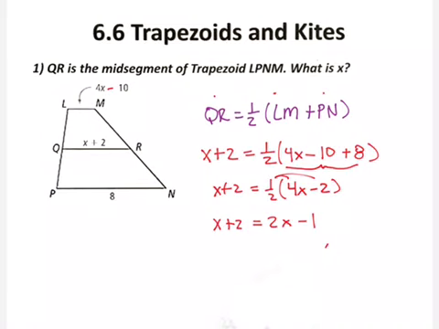Then I'm going to solve this. So I'll subtract x to the other side. At the same time, I'm going to add 1 to the opposite side. And I've got 3 equals x, so x equals 3.